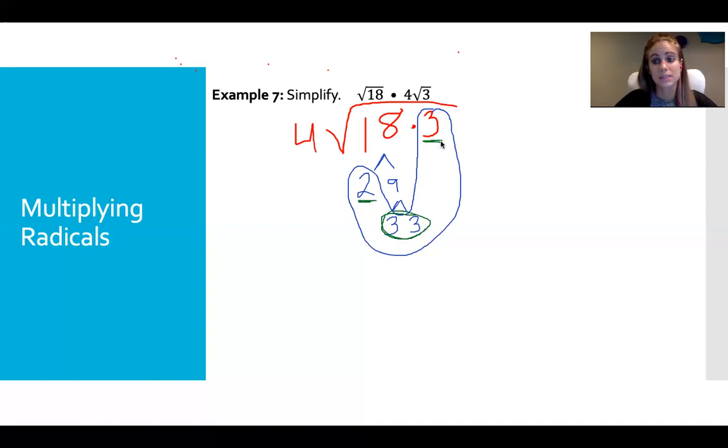This 3 is lonely, neither does he. All right, let's rewrite it. So we have our 4 out front. We can't forget about him. He's the annoying sibling. He's going to make sure you remember.